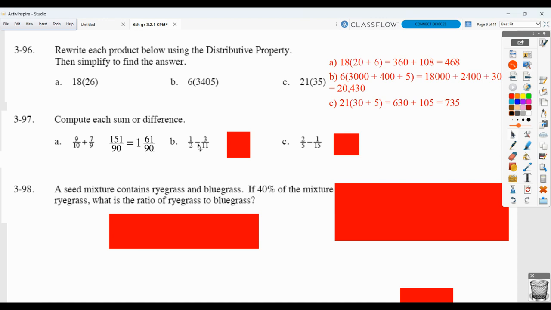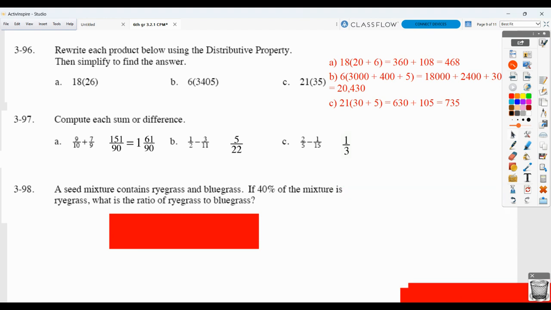Here you need to get a common denominator of 22. So that'd be 11 over 22 minus 6 over 22, which is 5 22nds. Here we would change them both to 15ths. You'd get 6 15ths minus 1 15th is 5 15ths, but that can be simplified to 1/3. So again, even though I'm just giving you the answers here, make sure you have work. You will not get credit if you just have the answers.